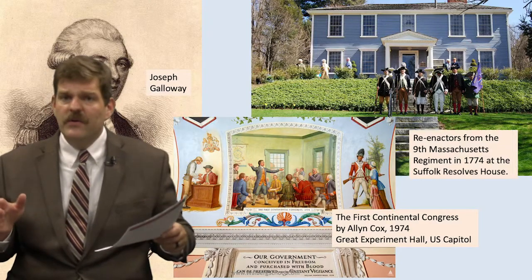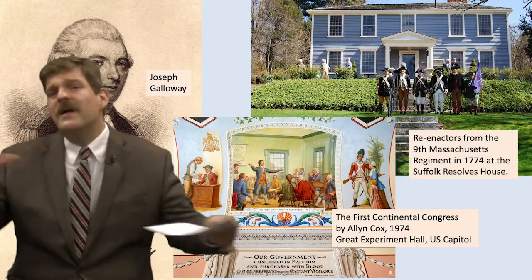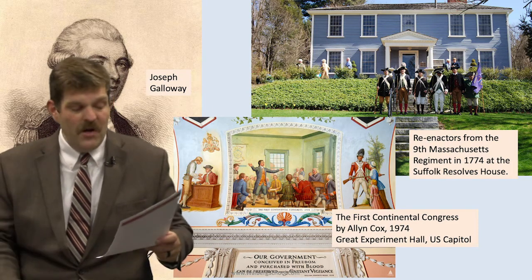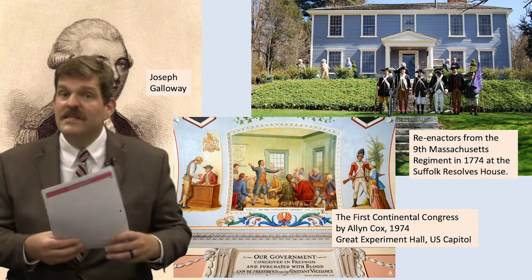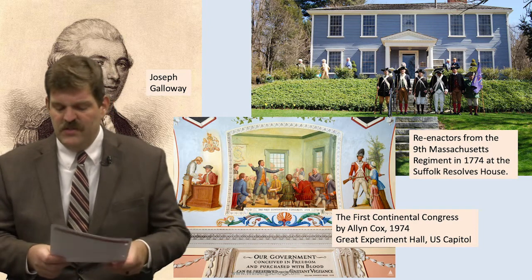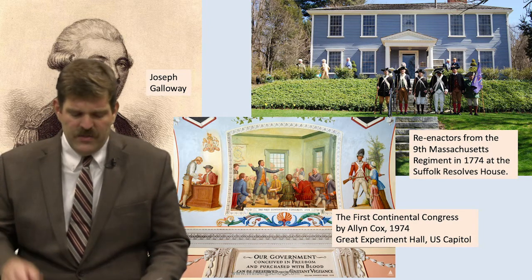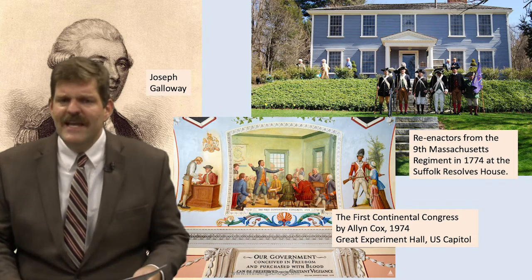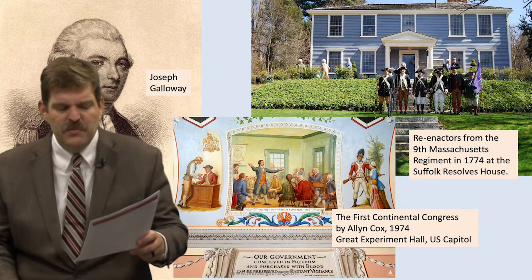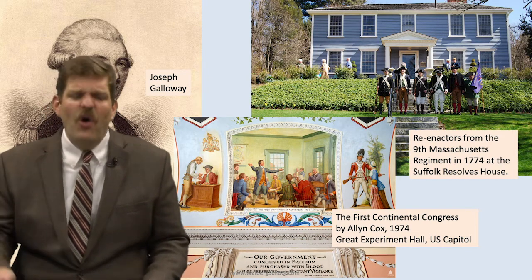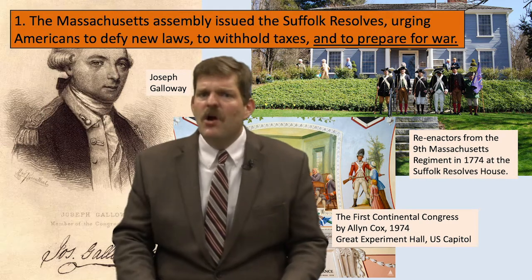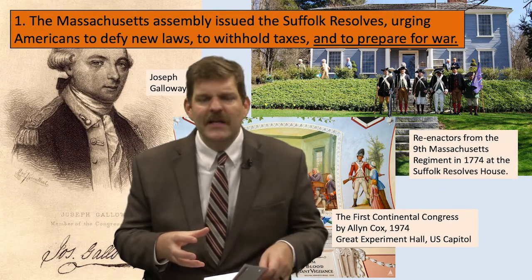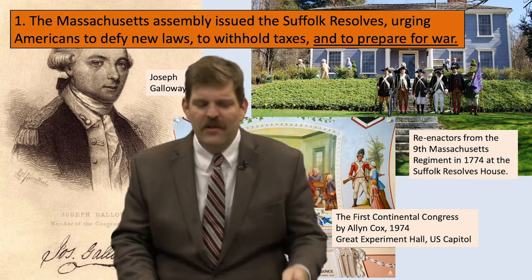The Continental Congress was put together as a grouping of all of the colonies called more or less for the first time in a mark of unity. The Massachusetts Assembly had issued the Suffolk Resolves. The Suffolk Resolves urged Americans to defy the new laws, the Intolerable Acts that were put out by the British Parliament. They also said we should withhold our taxes and use that money to prepare for war. Massachusetts was the capital of New England, and New England was the loudest voice, always calling for revolution.